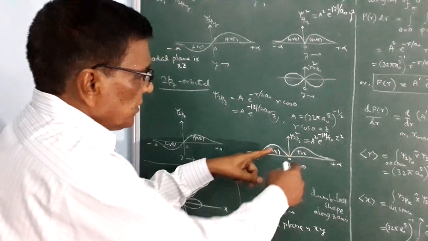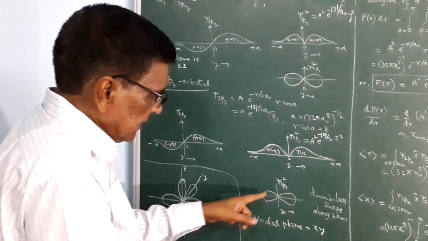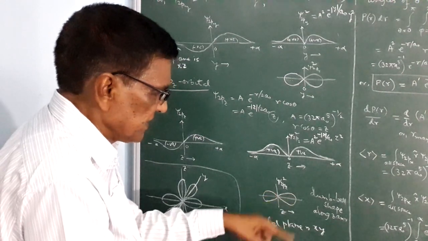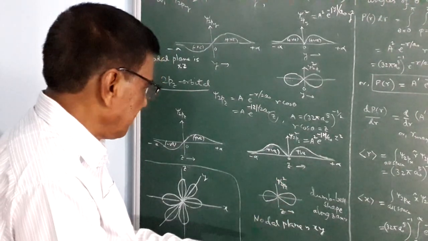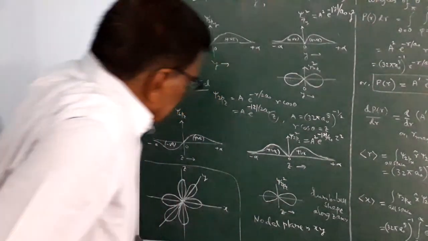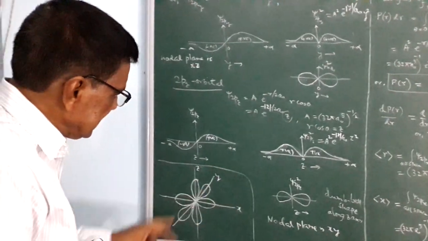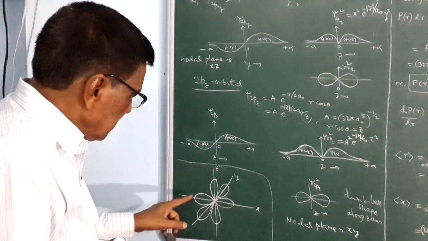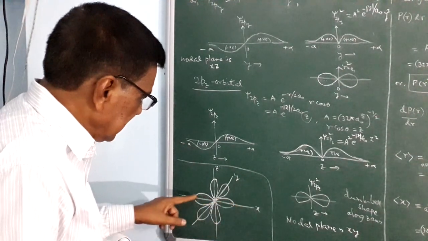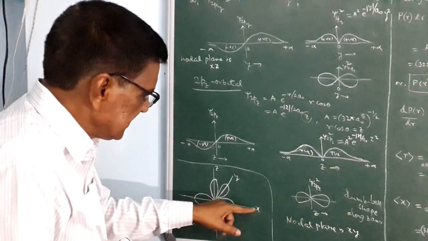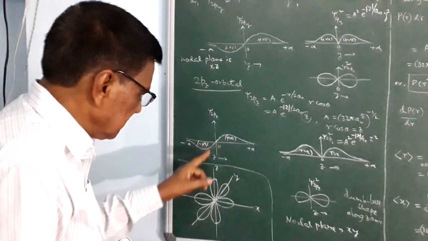If we again rotate this along the z-axis, then we shall get these lobes, oriented along the z-axis, and it is also a dumbbell shape along the z-axis, and the nodal plane is xy. If we draw these three orbitals on the same set of axes, with the x-axis, y-axis and z-axis, then in the case of the 2px orbital the electron density is oriented along the x-axis, in the case of 2py along the y-axis, and 2pz along the z-axis.